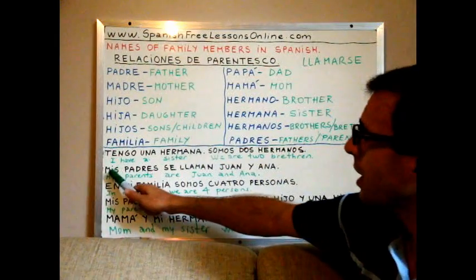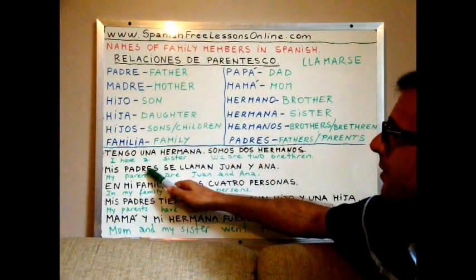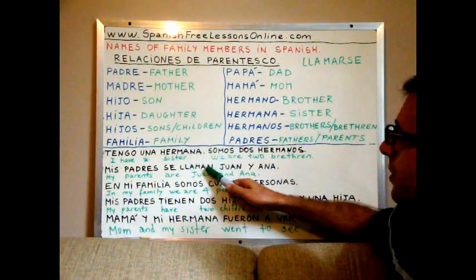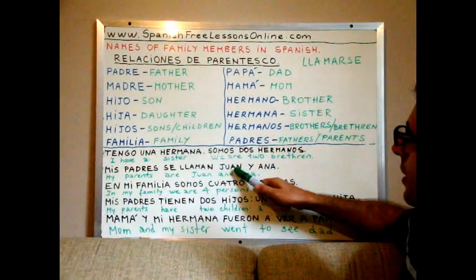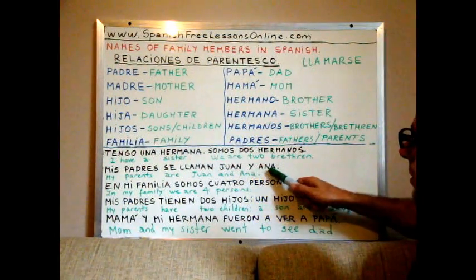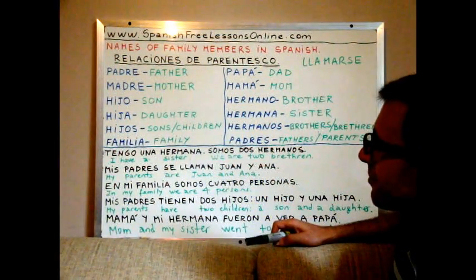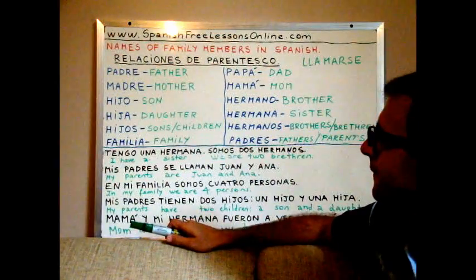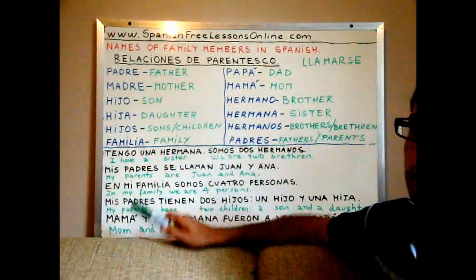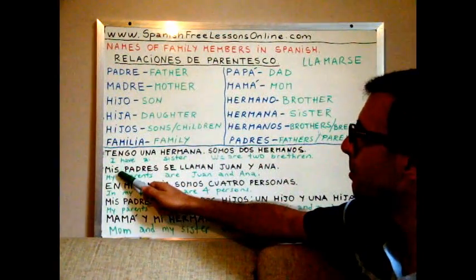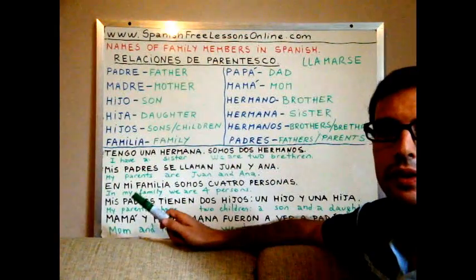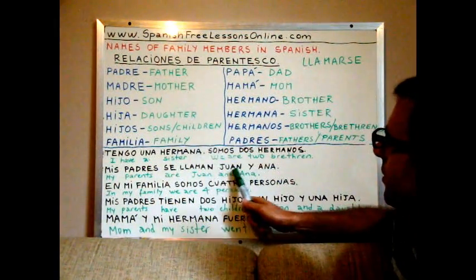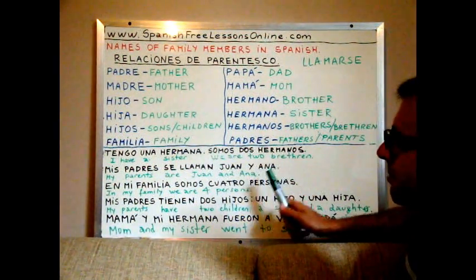So, my parents are called Juan and Ana. Okay? So, parents would be the word padres. Padres includes my father and my mother.